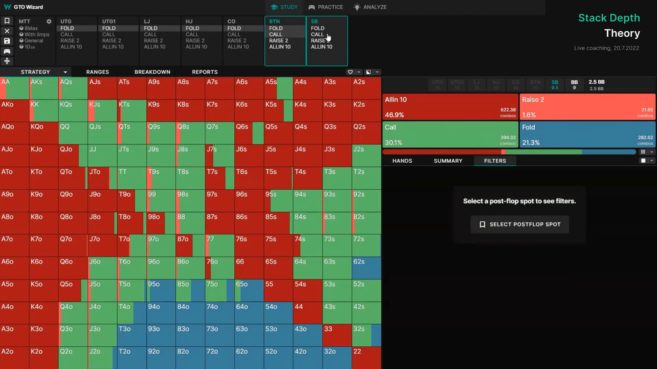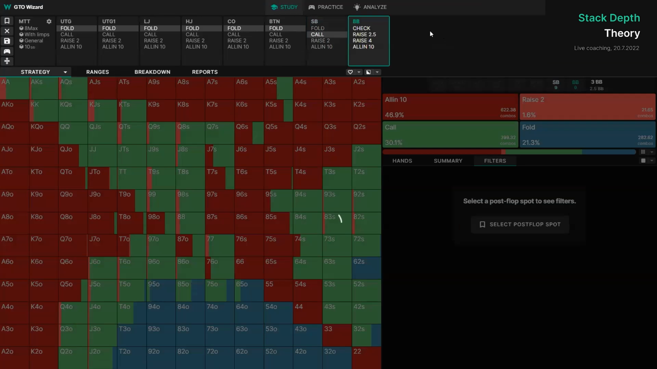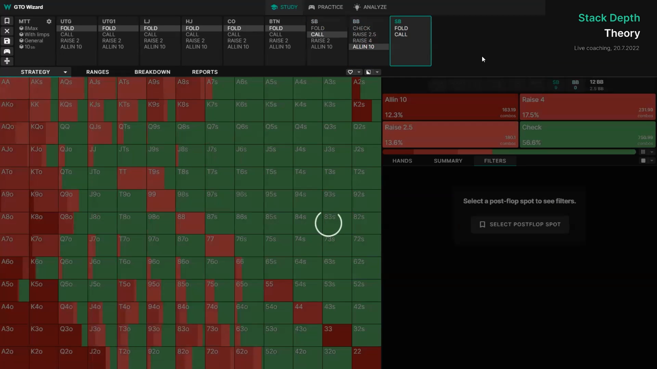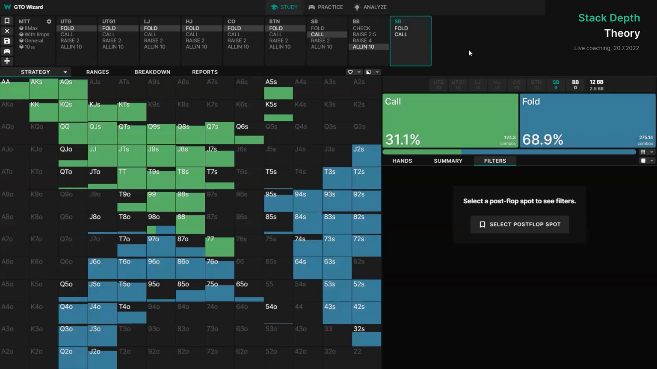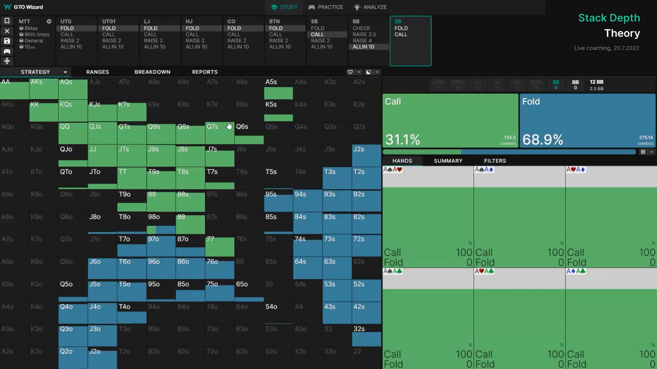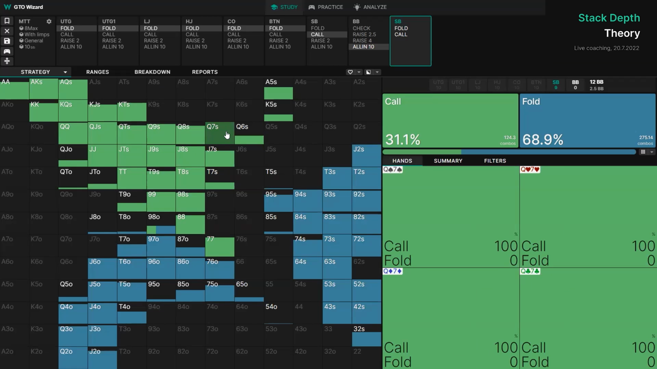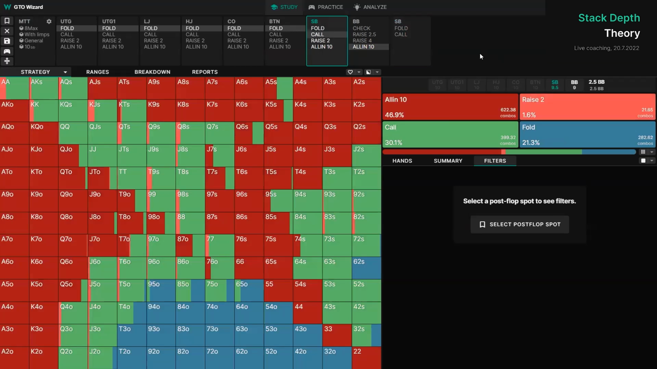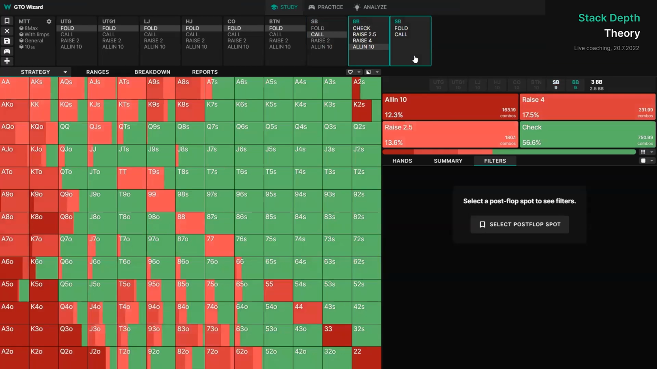And again, if you limp here, what ends up happening is, because you're depolarized, if you face a shove, you've got a very easy fold with the bottom of your range and a very easy call with the top of your range. Now, some people are like, okay, well, limp calling queen 7 suited seems insane. But again, guys, this is like blind versus blind. So ranges are ultra wide, right?